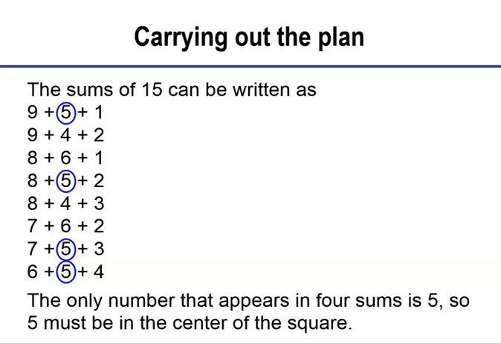So I've got 9 plus 5 plus 1, 9 plus 4 plus 2, 8 plus 6 plus 1, 8 plus 5 plus 2. Notice I don't have any repeats. Like if you change the order, that's not going to get you there, right? Check it out. Look, the number 5 shows up in more of the sums than any of the others. What does that mean? That means 5 needs to be in the center. Okay? Now, what else shows up a lot?